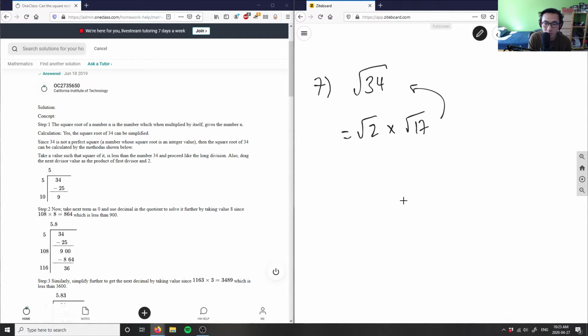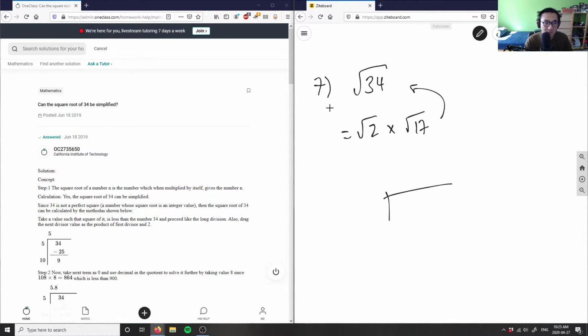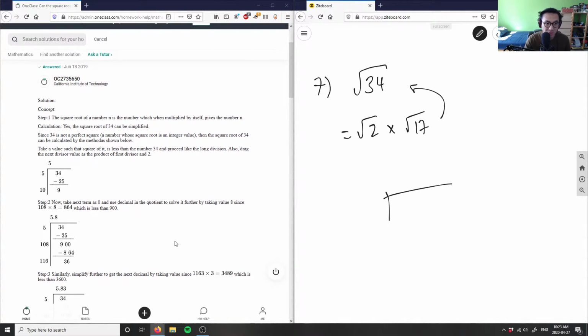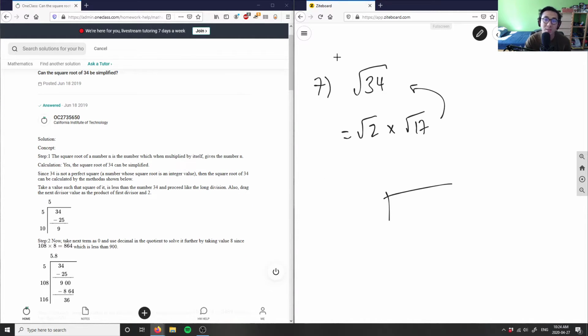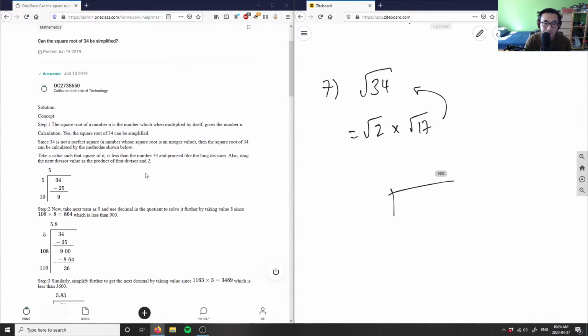And sometimes, if the question was asking what is the approximate value of the square root of 34, we would definitely use this method here. But it was asking us, can the square root of 34 be simplified? In this case, I would answer no, because it can't be. We're not simplifying this radical and breaking it down to an integer and a radical. But what we're doing is approximating what this square root is here.